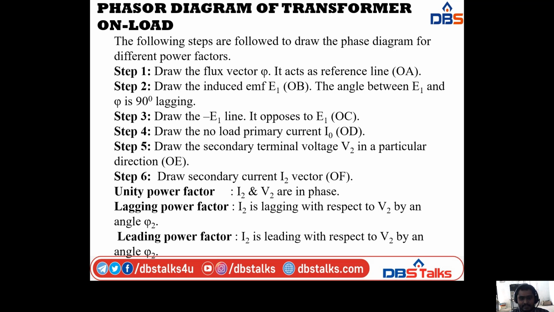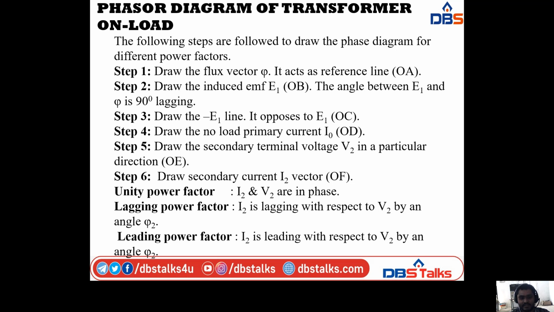I0 and terminal voltage V2, these are all the same for all the cases, for the unity, the lagging and the leading. But this I2 line is different for each case. For the unity power factor we have one combination, for the lagging power factor a different combination, and for the leading power factor a different combination.